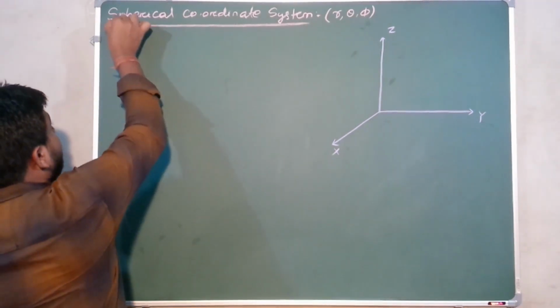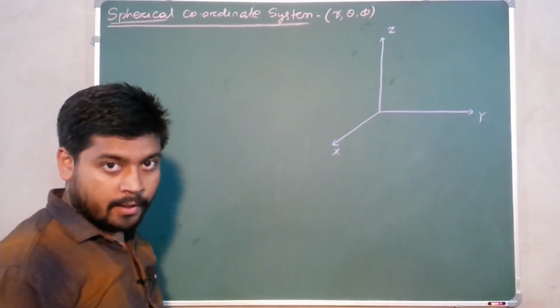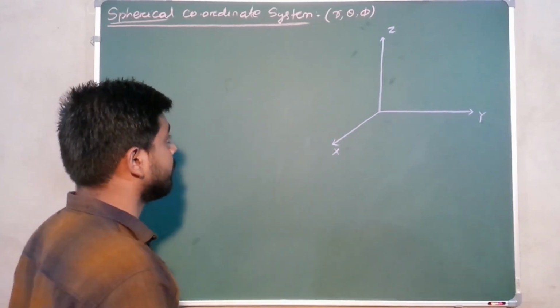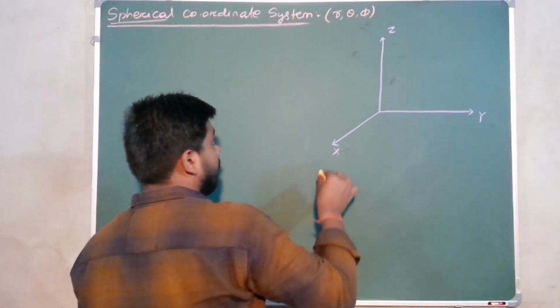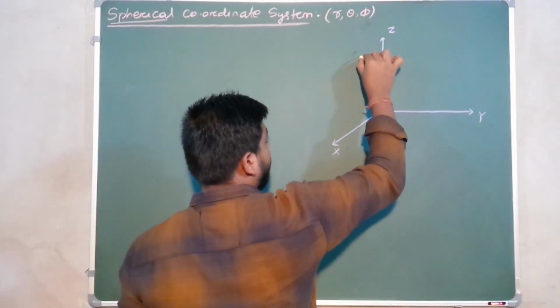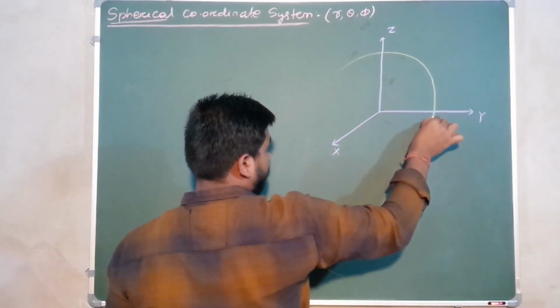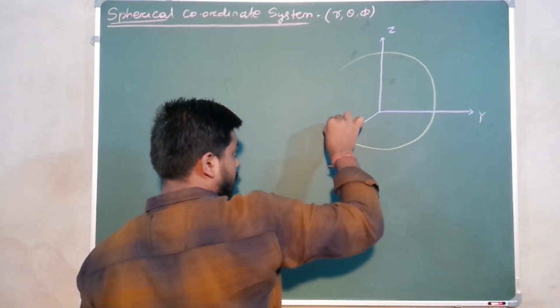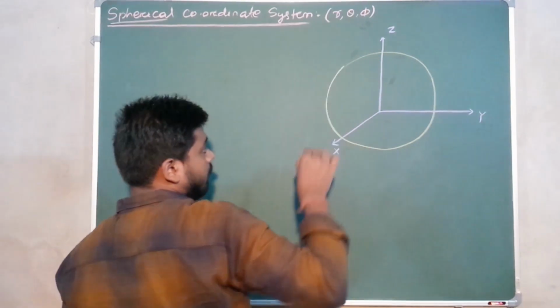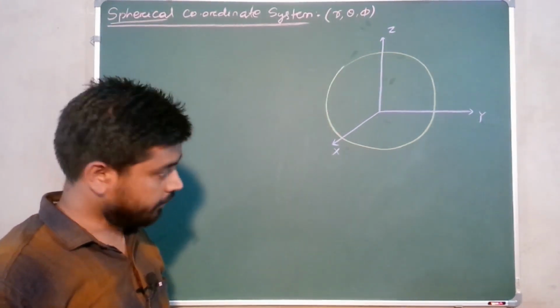But spherical comes from the word sphere. Yes or no? Just draw a sphere here. This is the sphere. Okay.